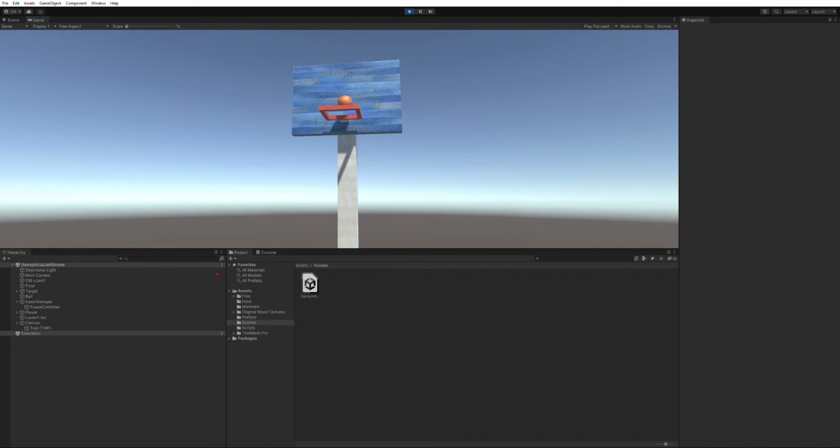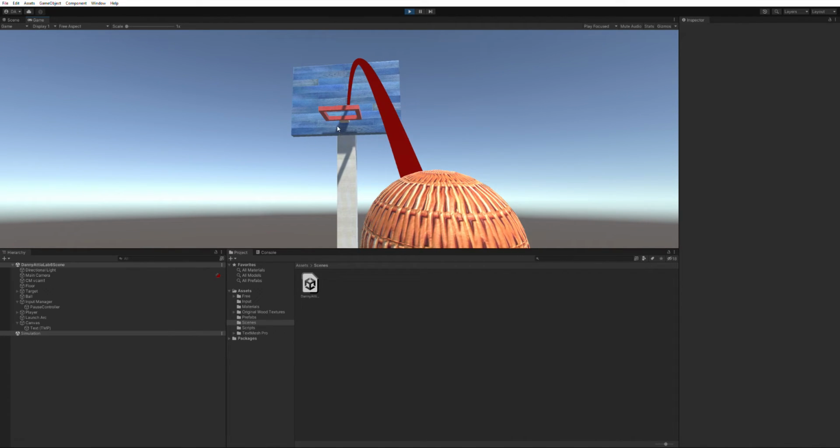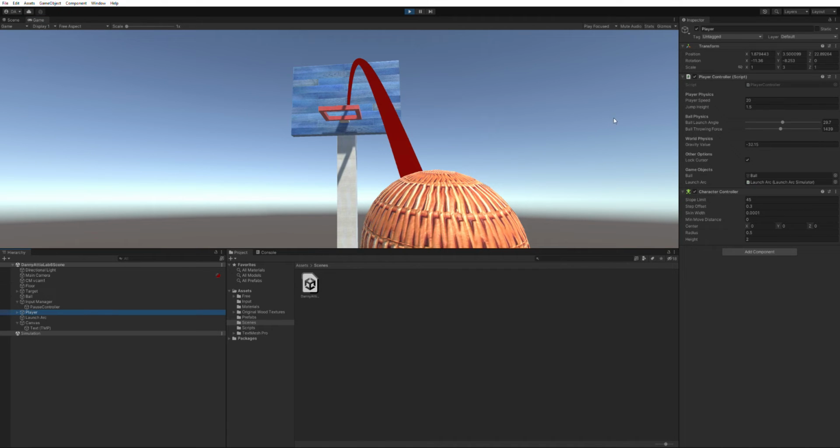I can shoot like I am now, but what's actually cool about the trajectory line is that I can go to the player game object here, and I have these values that I can adjust. I can adjust some of the physics related to my player, like my speed and my jump height. But what's actually interesting here is these sliders. I can adjust the ball physics, so the ball launch angle.